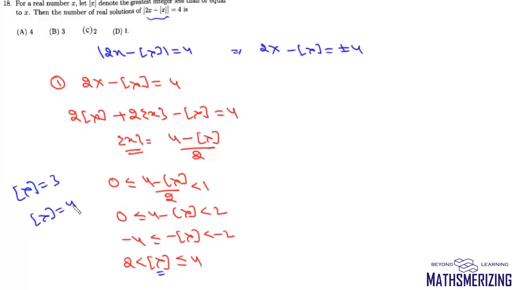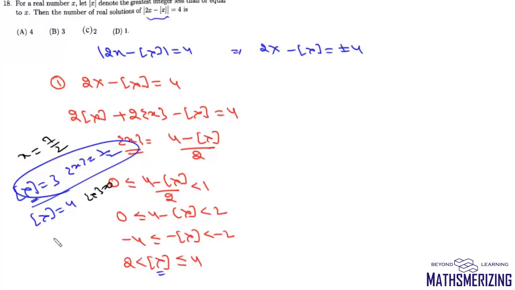Now we'll take greatest integer function of x as 3, then we'll get fractional part of x as 1 by 2. And in this case, the value of x is 3 plus 1 by 2, that should be 7 by 2. And if greatest integer function of x is 4, fractional part of x is 0. Here, the value of x is simply 4. Now we'll consider the second case.